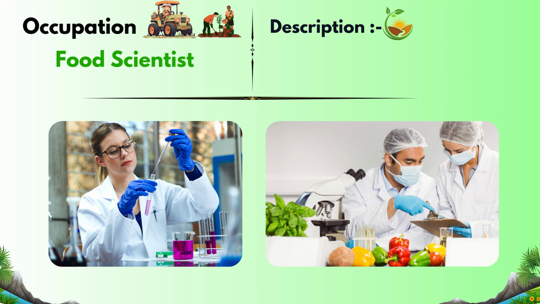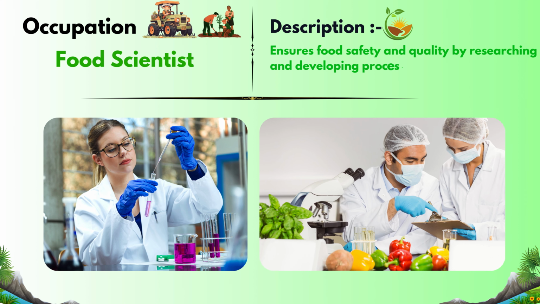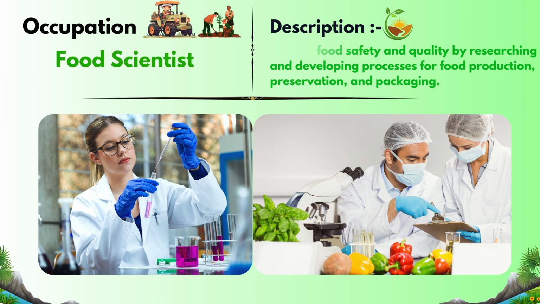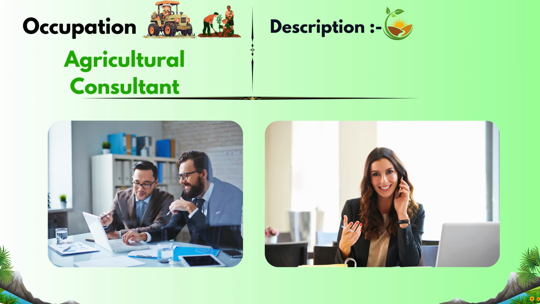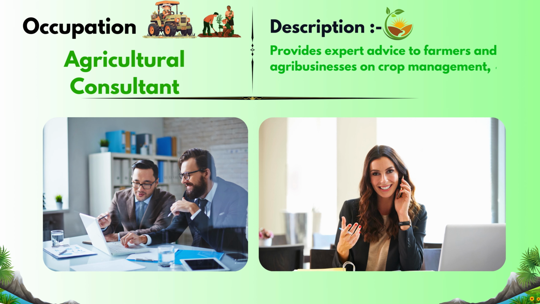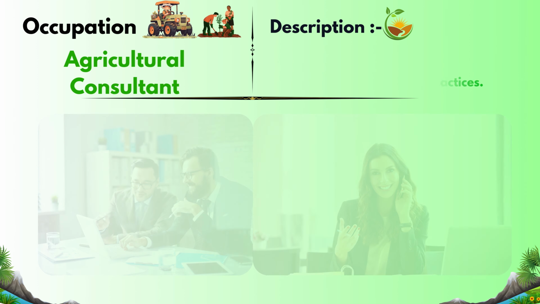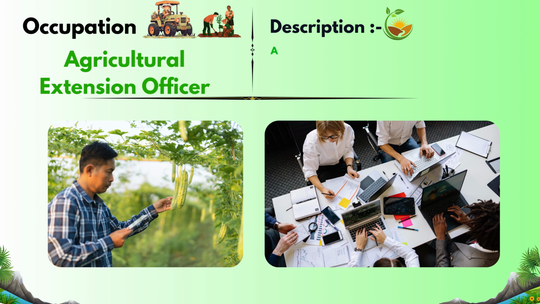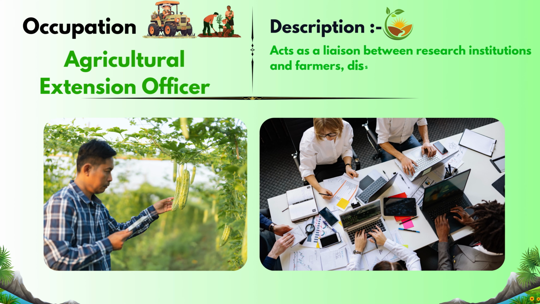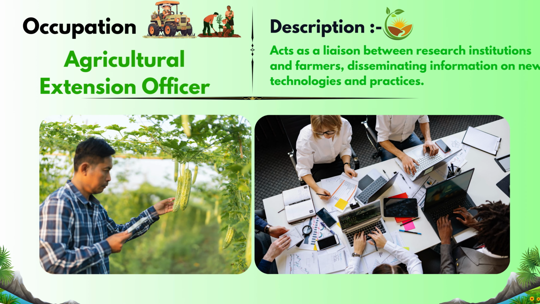Food scientist. Ensures food safety and quality by researching and developing processes for food production, preservation, and packaging. Agricultural consultant. Provides expert advice to farmers and agribusinesses on crop management, farm planning, and sustainable practices. Agricultural extension officer. Acts as a liaison between research institutions and farmers, disseminating information on new technologies and practices.